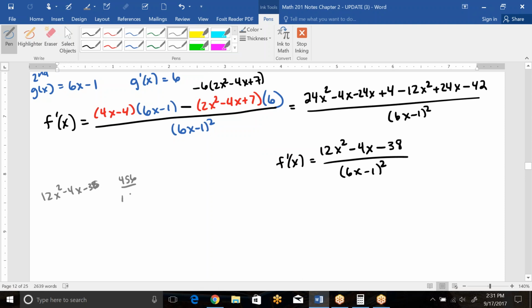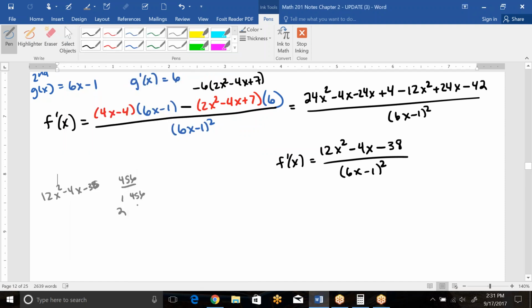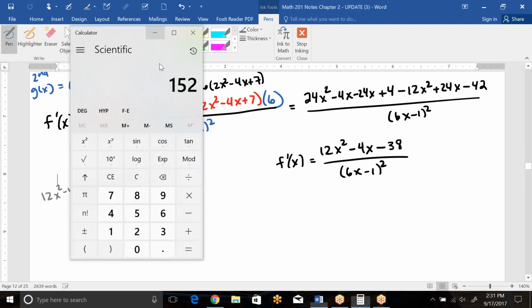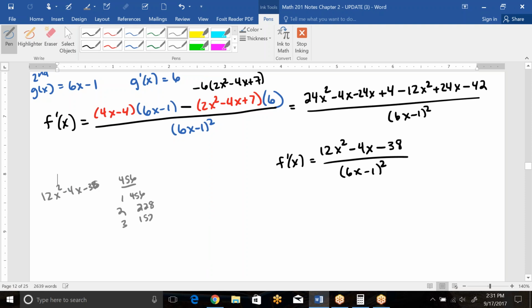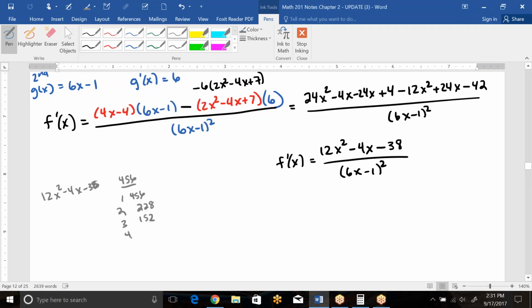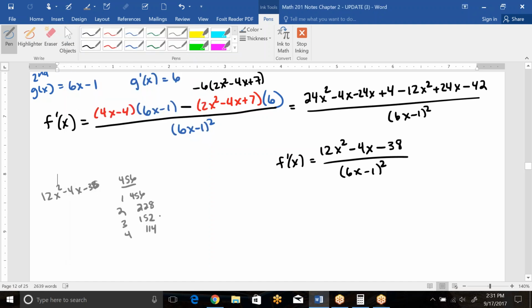which is going to have a lot of factors, 1 and 456. 2 goes into it 228 times. Does 3 go into it? So this is just reminding you how to check for factoring. Yep, 152 times. 456 divided by 4 is 114. 5 does not divide into it evenly, but 6 probably will. 76. See, they're getting closer and closer together.